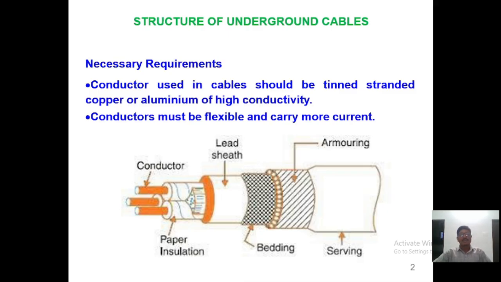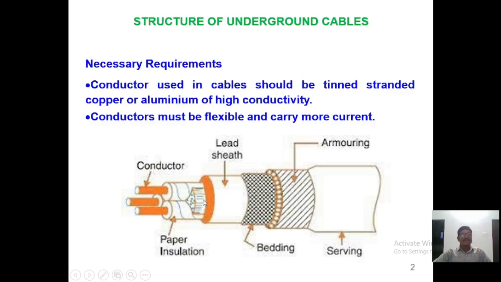Conductor used in cables should be tinned, standard copper or aluminum of high conductivity. Conductor must be flexible and carry more current. The structure of underground cables has the conductor, paper insulation, lead sheath, bedding, armoring and serving.